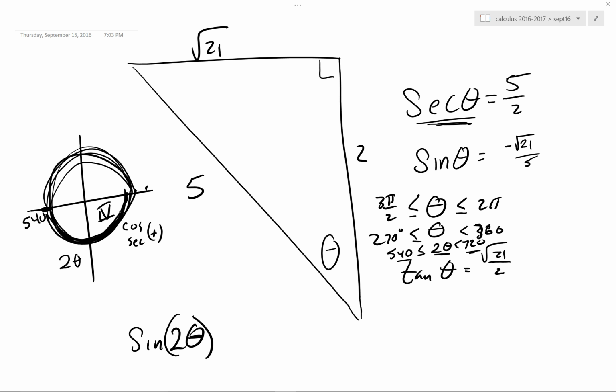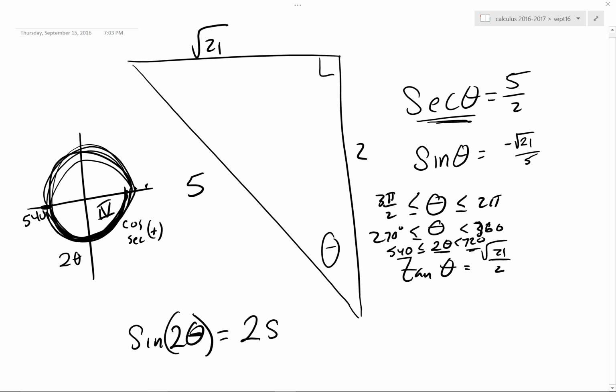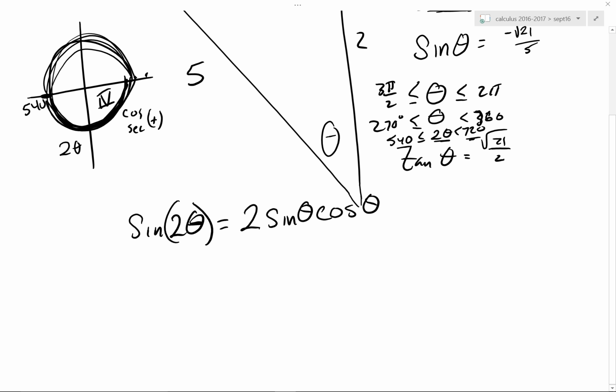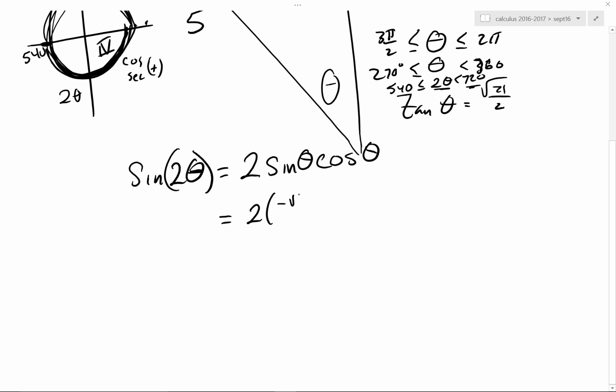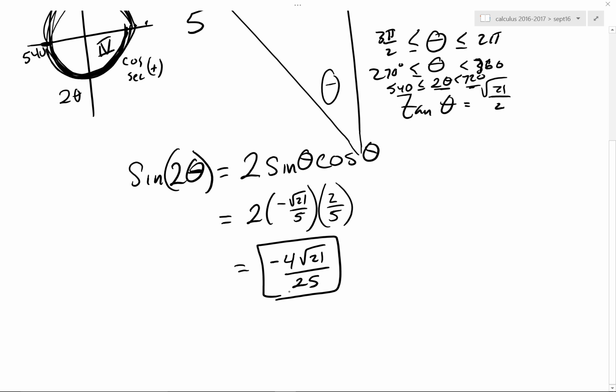Now you don't have to think about that because this formula will do all the work for you. And you're welcome, by the way. So we know that the formula is 2 sine theta cosine theta. So 2 times sine of theta, negative square root of 21 over 5, and the cosine was 2/5, yes? And so my answer comes out to be 4 square root of 21 over 25. That thing right there is the sine of 2 theta.